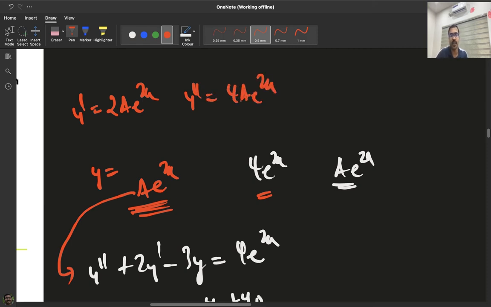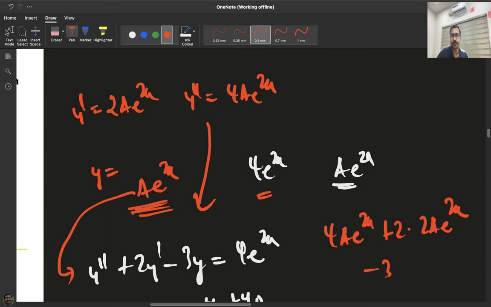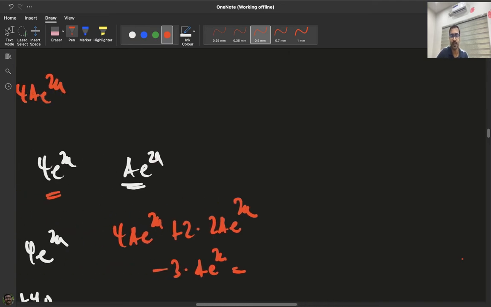Substituting it, what will you get? When you substitute everything into this, it's simply 4a e raised to 2x plus 2 into y dash, which is 2a e raised to 2x, minus 3a e raised to 2x is equal to the RHS, which is 4 e raised to 2x. So when I combine everything, I'll get 8 minus 3, so 5a e raised to 2x is equal to 4 e raised to 2x.